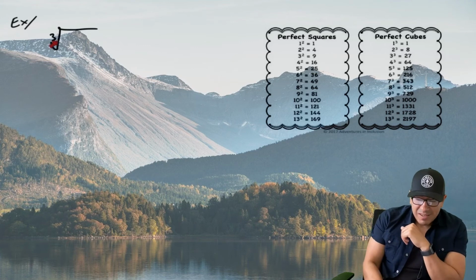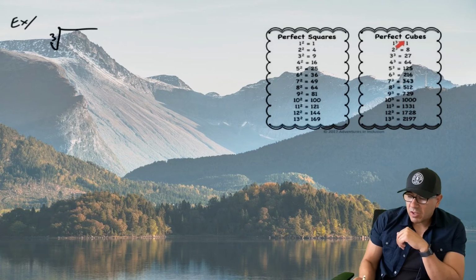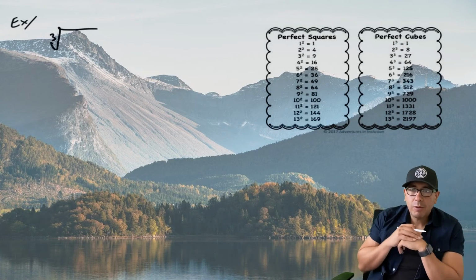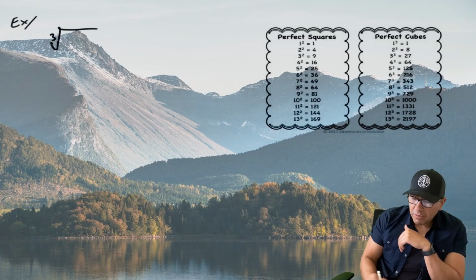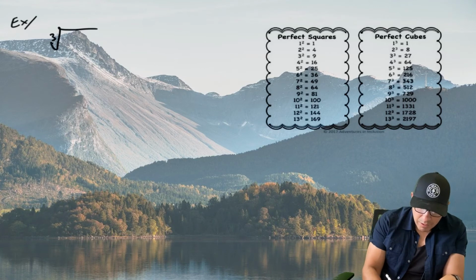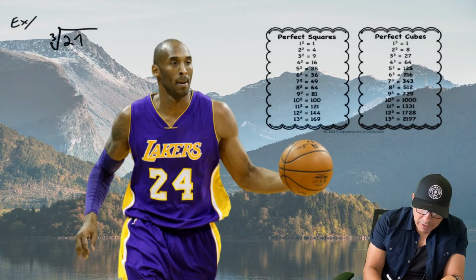What the index is telling us is whether we're looking at perfect squares, perfect cubes, perfect fourths, and we go on and on. So right now this is telling us we need perfect cubes. So let's put a number in there. Let's just go with 24 for my boy Kobe.